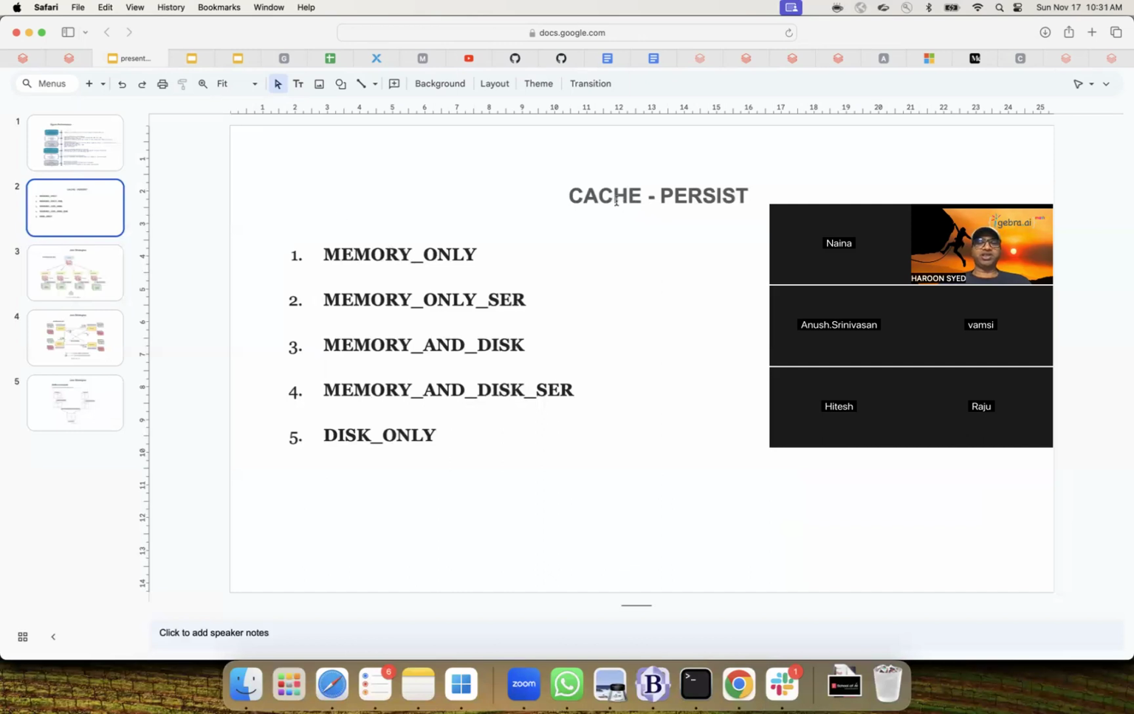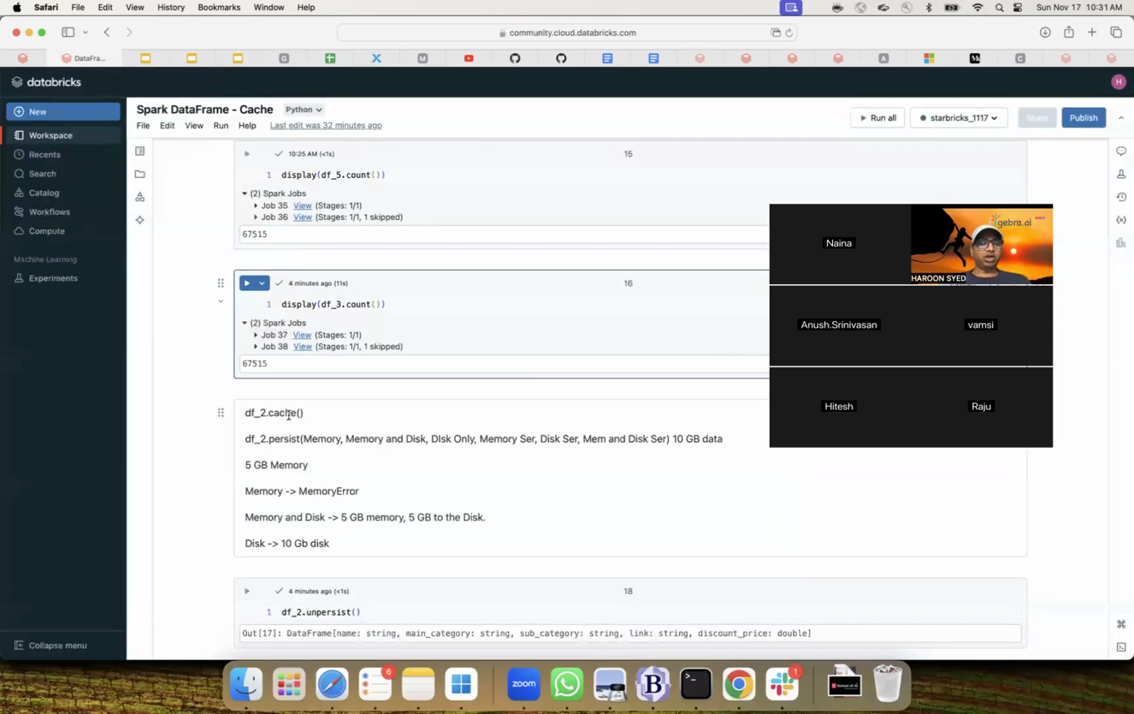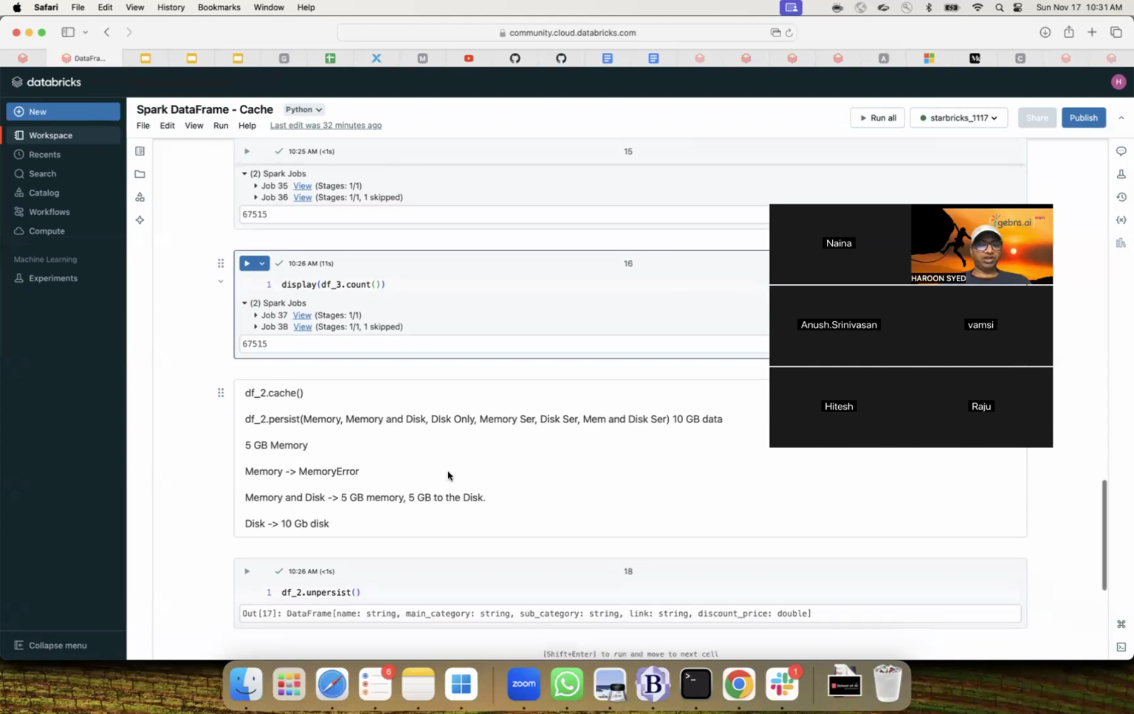So persist is basically cache only, but it is memory cache with the memory only option. When you are doing a cache, df2.cache is the same as persist with memory. But if you want persist, you can use any of these options. So both are the same. This is what it explains. If it does not fit into the memory and you still use the memory option, it gives you a memory error.